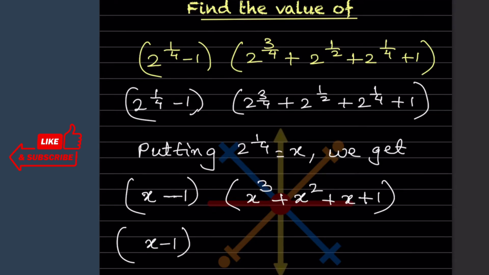Now you can see in the second bracket we have 4 terms. So what are we going to do? We will split it into 2 parts. In the first part, you can see that x square is common. So what remains in the bracket is x plus 1. In the second part, nothing is common, so we are going to write 1 and this x plus 1 as it is.